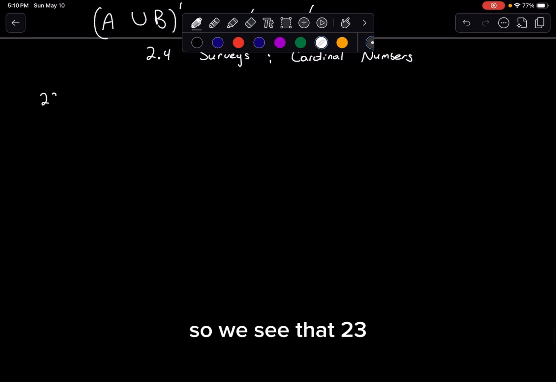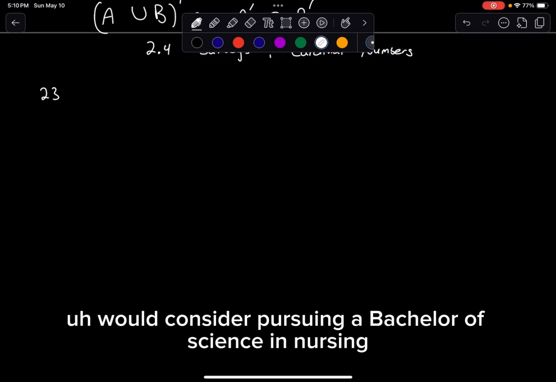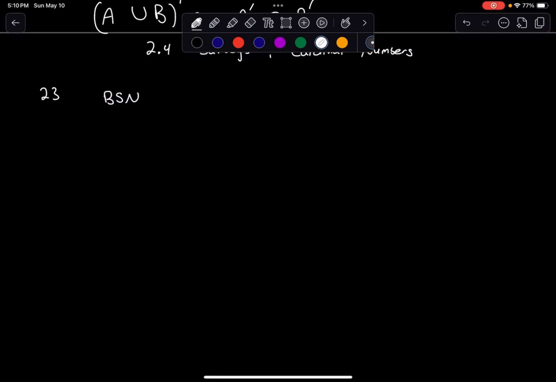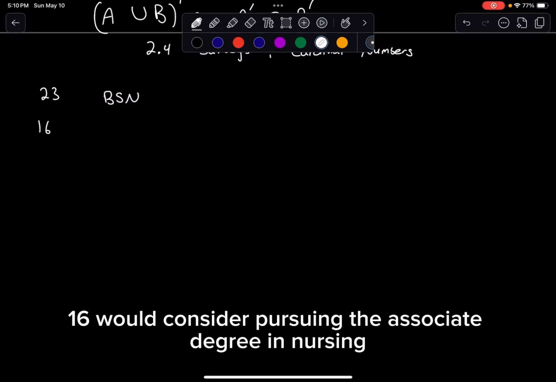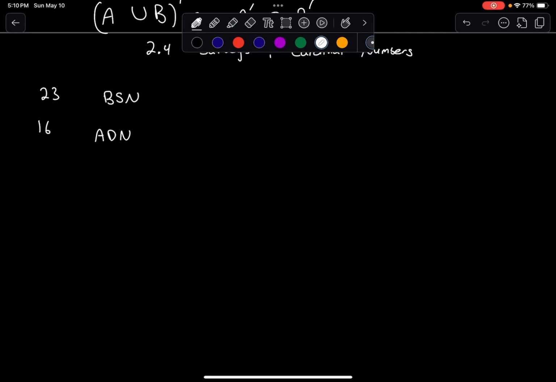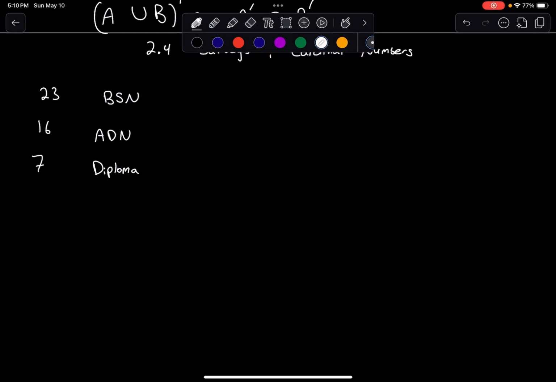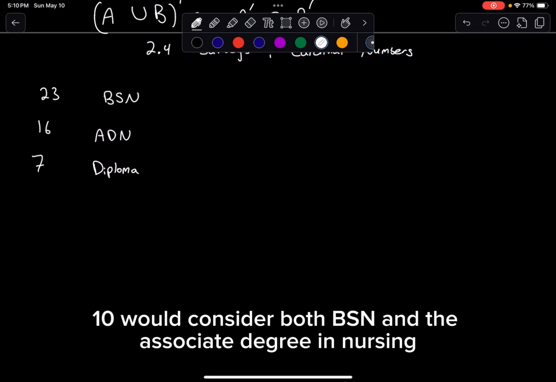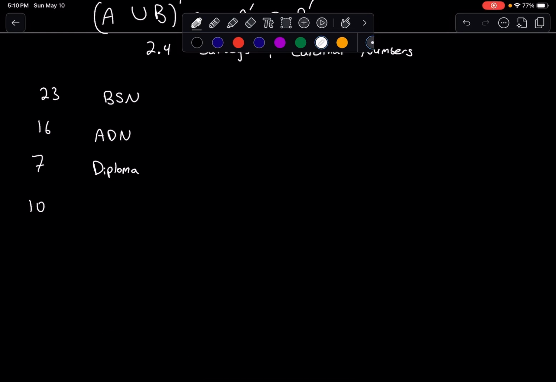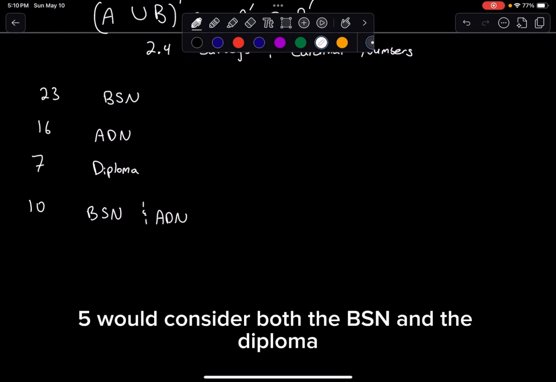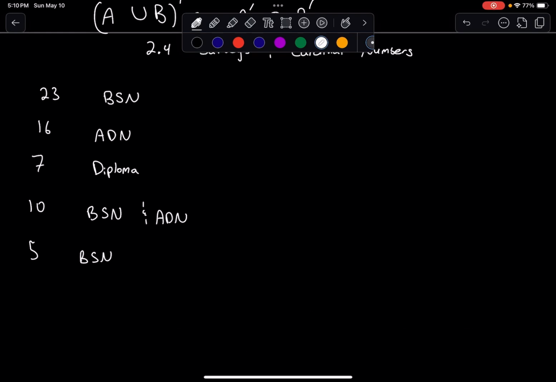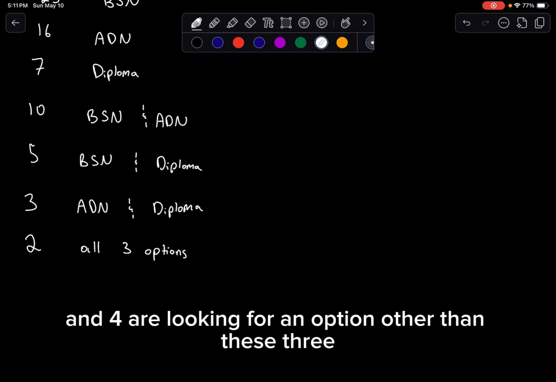So we see that 23 would consider pursuing a Bachelor of Science in Nursing. 16 would consider pursuing the associate degree in nursing. 7 would consider a diploma program. 10 would consider both BSN and the associate degree in nursing. 5 would consider both the BSN and the diploma. 3 would consider both the ADN and the diploma. 2 would consider all 3 options. And 4 are looking for an option other than these 3.